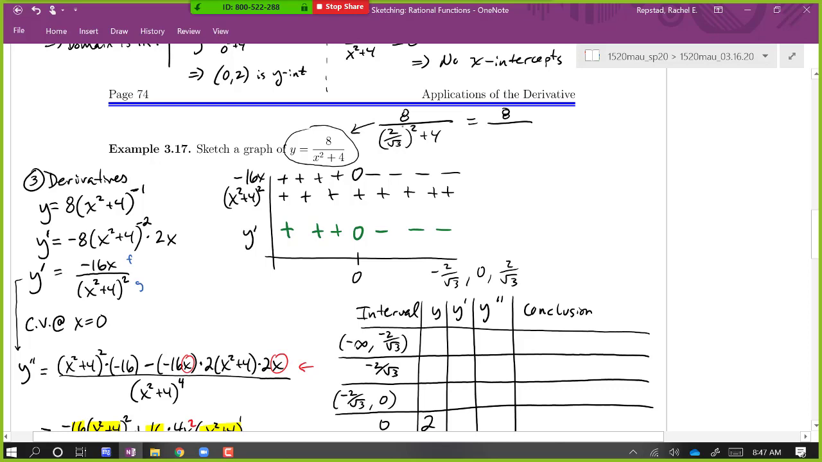So this gives us, let's see, 4/3 plus 4, which is 16/3. Of course you could do this on the calculator, I just like arithmetic. 8 over 16/3 is 3/2, which is what we get for the y-coordinate.